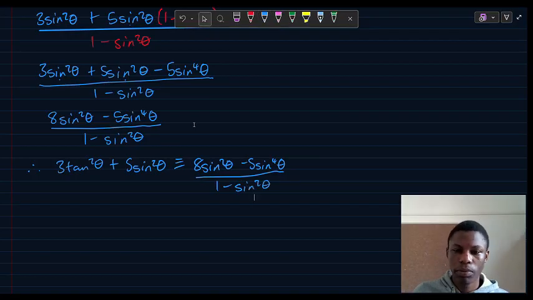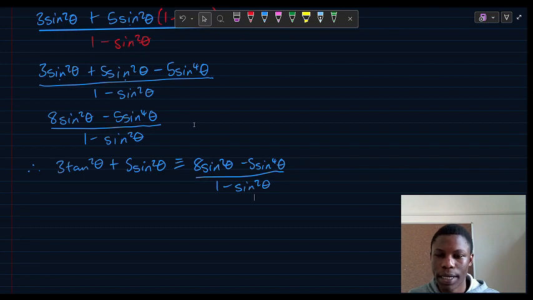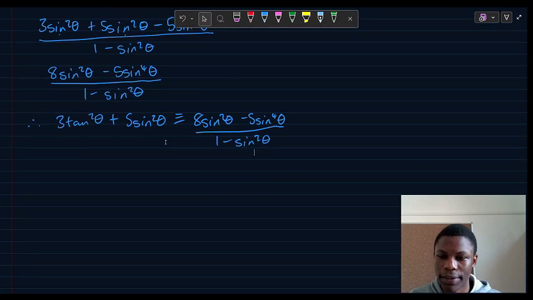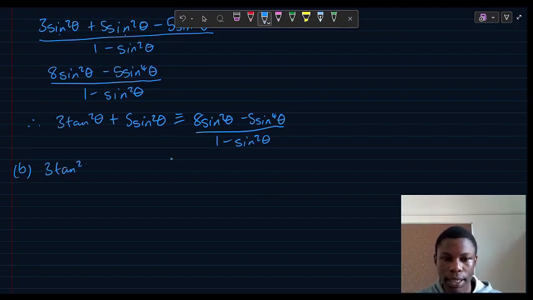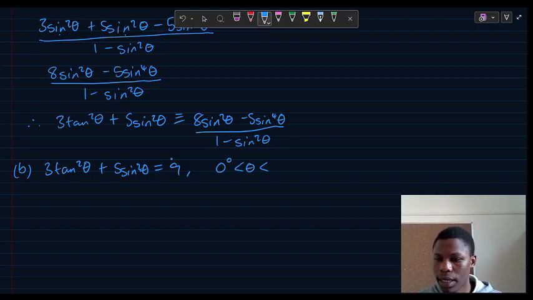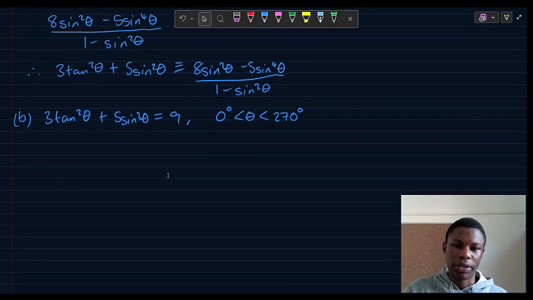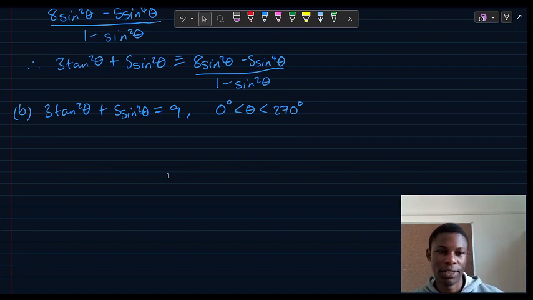So that's part A. Part B says, hence solve the equation 3 tan squared theta plus 5 sine squared theta equals 9, for theta between 0 and 270 degrees. So make sure your calculator is in degrees. 3 tan squared theta plus 5 sine squared theta is equal to 9 for theta between 0 degrees and 270 degrees. Those are odd boundaries. They rarely give 270 as a boundary. It's usually like 180 or 360. But oh well.